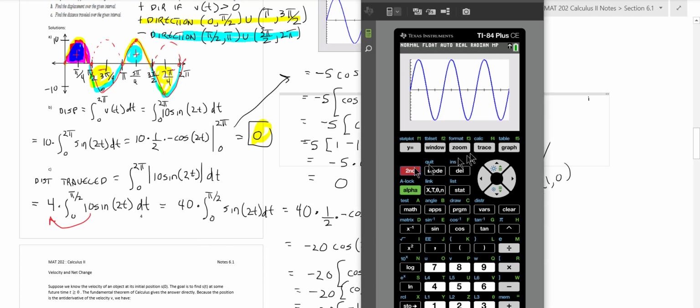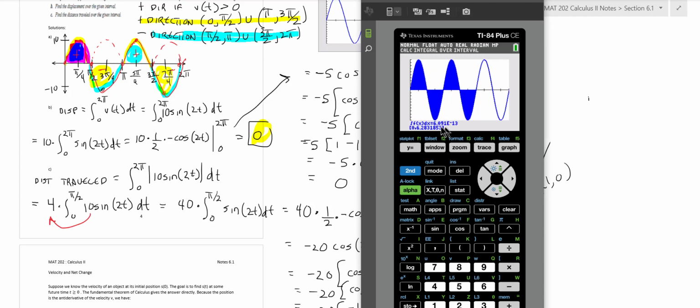So let's go second, trace, option 7, integrate, lower limit 0, upper limit 2 pi. And 2 pi is an irrational number, so the calculator doesn't know how to handle it. Okay, it'll shade that in and it gives you 0. Now you have to understand this too. That's scientific notation. Your calculator is doing this numerically.